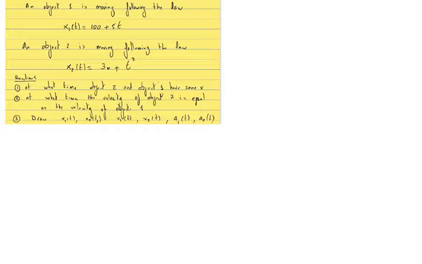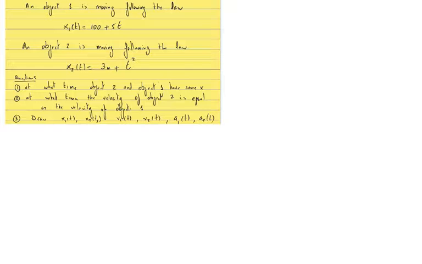For question 1, we have an object 1 moving following the law x1(t) equals 100 m plus 5t. Object 2 is moving following the law x2(t) equals 3 m plus 2t. Question 1 is asking at what time do objects 2 and 1 have the same x.